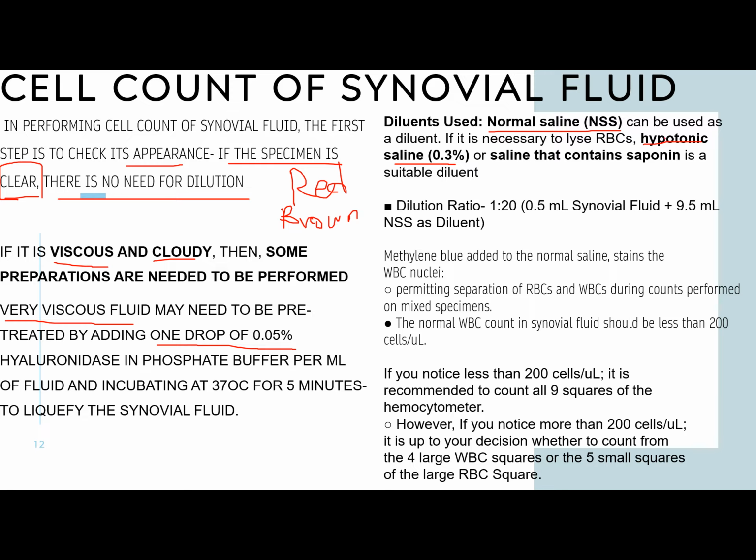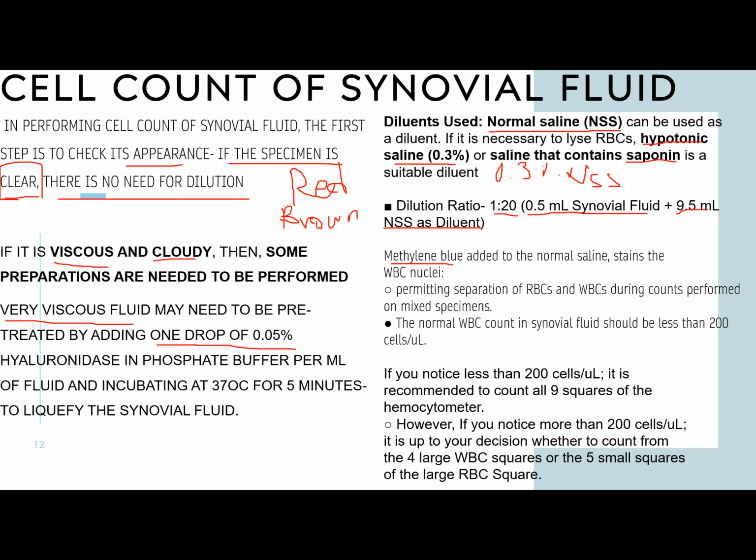So you could use another type of diluent, a hypotonic saline, usually 0.3% NSS, or NSS that would contain saponin could also be used. The dilution ratio, class, is 1 is to 20. So 1 is to 20 is using 0.5 ml of synovial fluid plus 9.5 ml NSS as diluent. Then you could also add methylene blue, class.